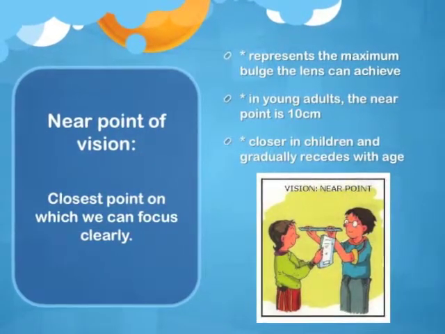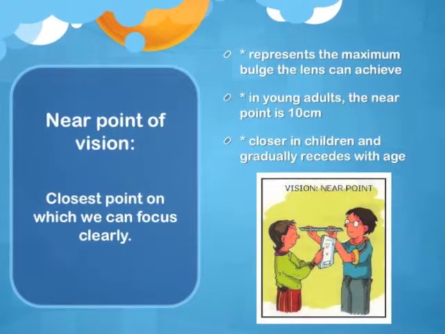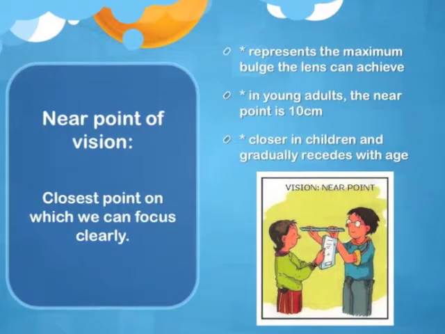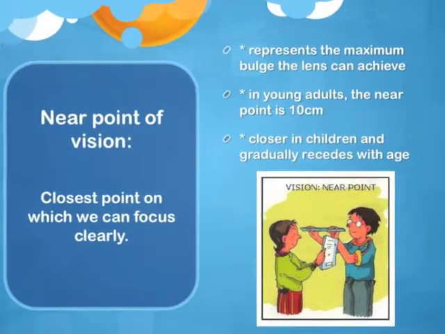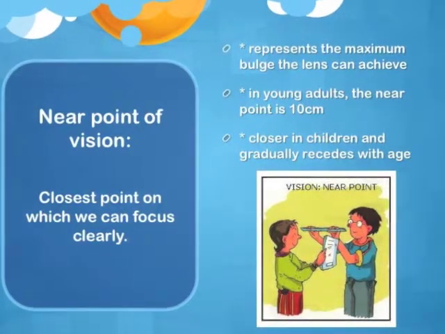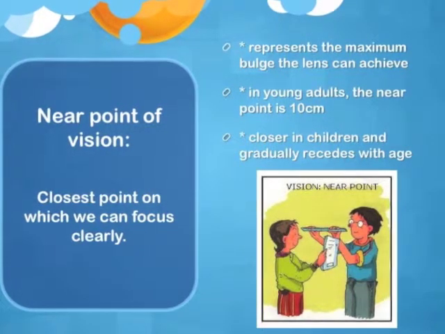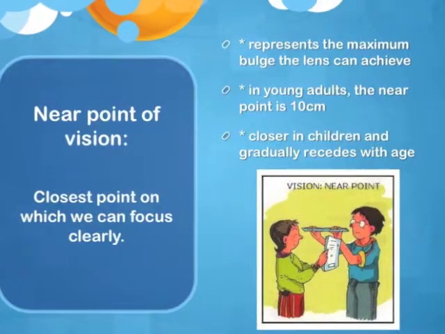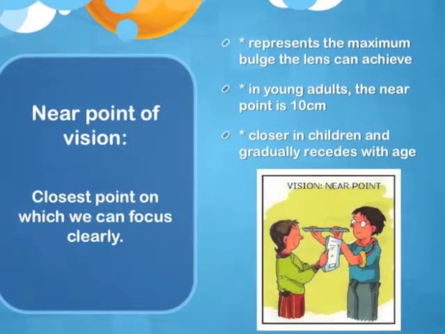The near point of vision, or the closest point on which we can focus clearly, represents the maximum bulge that the lens can achieve. In young adults, the near point is 10 centimeters and is closer in children and recedes with age. This gradual loss of accommodation with age reflects the decrease in elasticity.